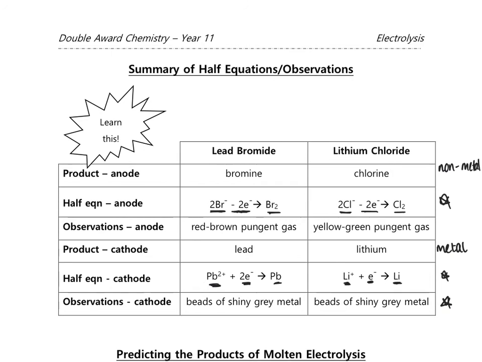This is something you need to learn, and from time to time it does come up on the 6-mark question. You would be asked to describe the process of electrolysis for one of the two, lead bromide or lithium chloride, and you'd be asked to include observations, half equations and products. So it's really worth learning this table. It's great if you can work out what is happening at both the anode and the cathode, and I'd like you to be able to understand that.